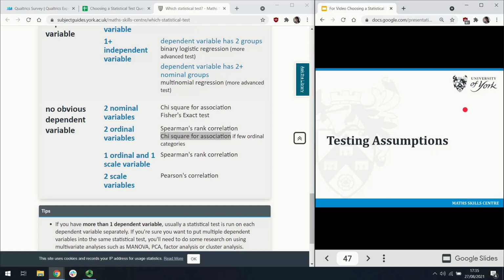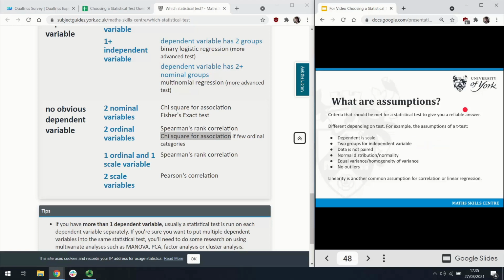Let's finish by talking about testing assumptions. You might have heard of assumptions before, you might not have. They're like criteria, and you've got to meet those criteria in order for the stats test to give you any sort of sensible, reliable answer. So I think of it like these mathematicians have come up with all these wonderful tests, but they've said, okay, the tests are good, but they only work if your data is a certain way. They only work if your data meets certain particular criteria.